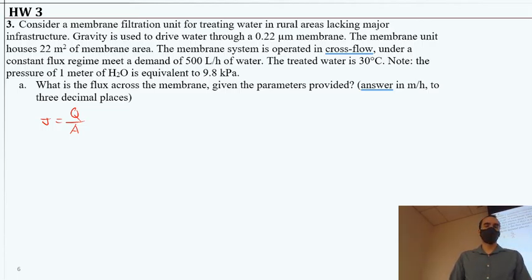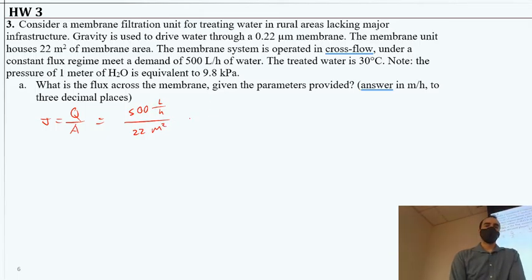So the simplest route would be to say, oh, well, we have a flow rate. We know we're providing that much water, and we were given a membrane area. Yeah, I think we can just use those two, right? So that's our formula for the flux here. That's what we're going to need. Our flow was 500 liters per hour, and the area was 22 square meters.